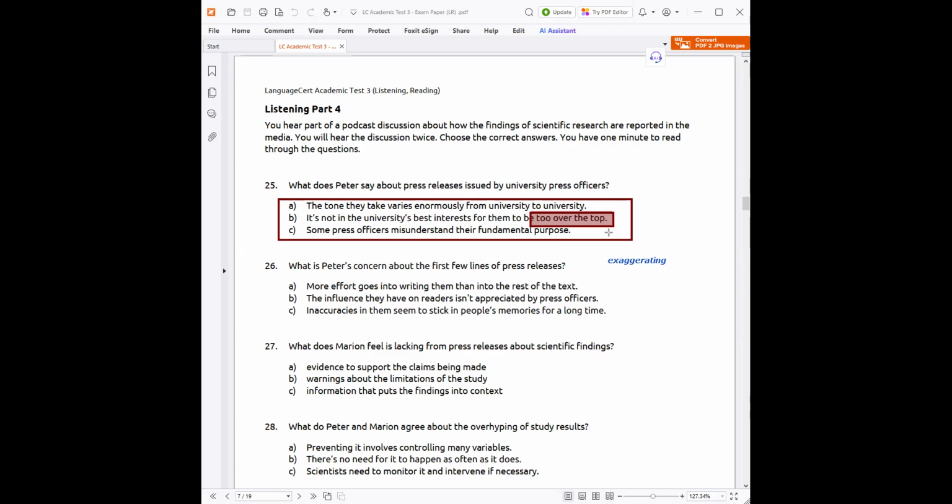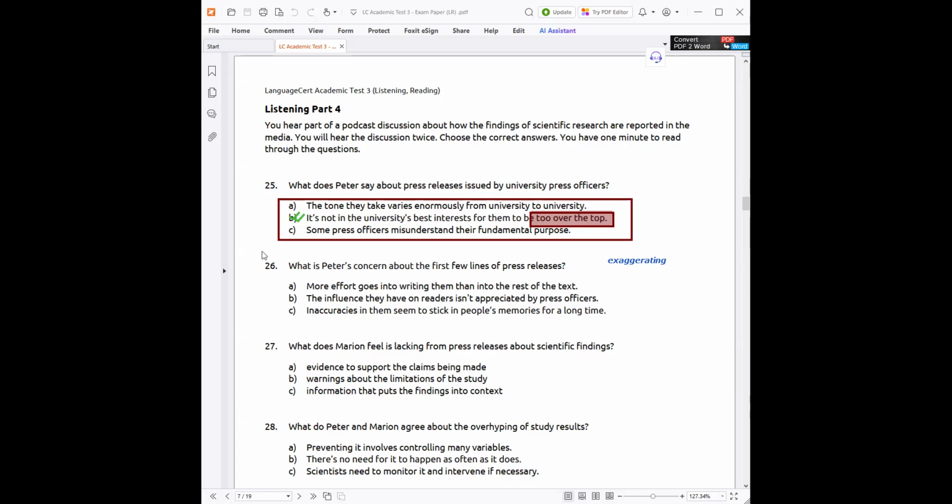You need to come across as an institution which is trustworthy. You need to have a stamp of authority. Then splashing a story across the press means going over the top. So what is he talking about? He's saying it's not in the university's best interest to be too over the top. If you're exaggerating things too much, that is not good. What is not good? This exaggeration, this going over the top, this splashing stories across the press. Rather, you should have a stamp of authority. Okay, so B becomes your answer.